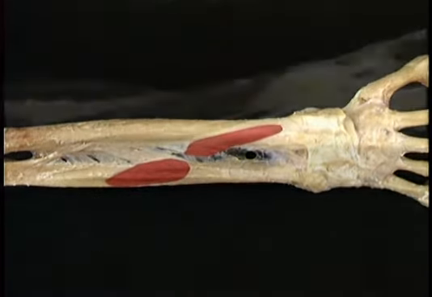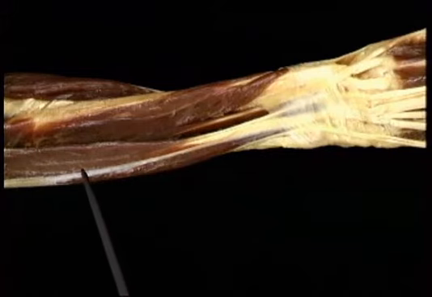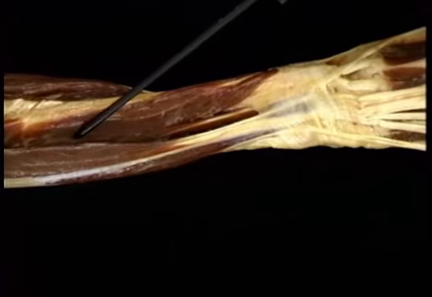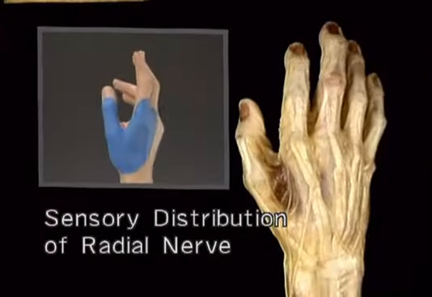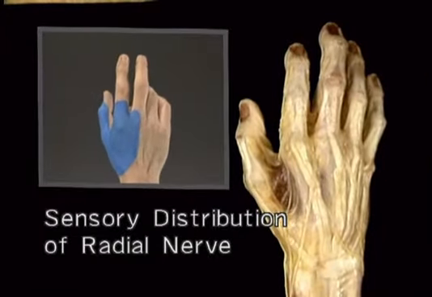Now we'll put extensor digitorum back in the picture. Here it is. The three thumb muscles emerge obliquely from the back of the thumb and part of the back of the index.